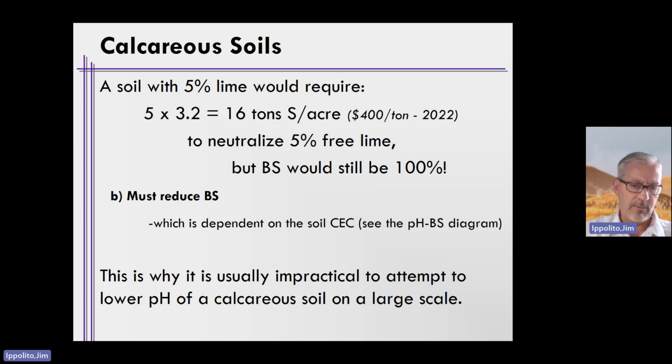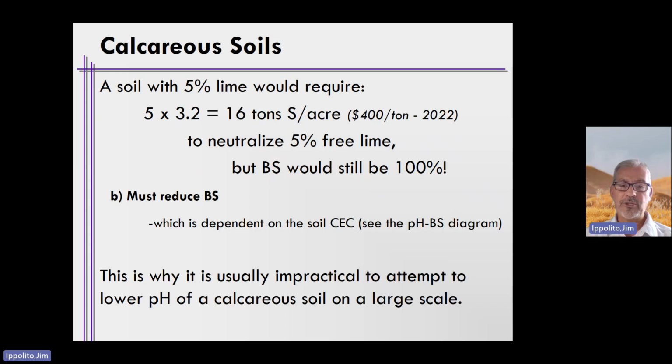And where does the calcium go? It went on the exchange sites. You still have to remove the calcium from the exchange sites. So you still need to reduce the base saturation. And that's dependent on the CEC and that pH versus base saturation diagram that you saw in one of the previous videos. So that's why this is definitely not practical on a large scale basis.